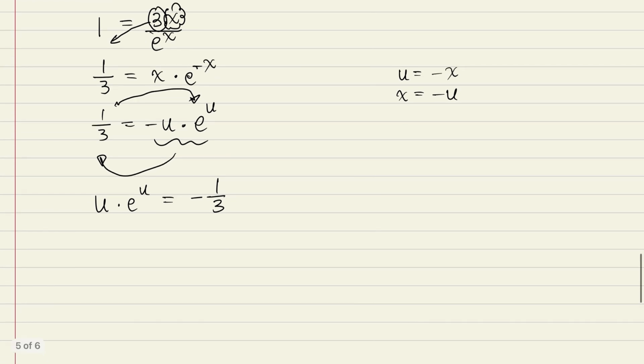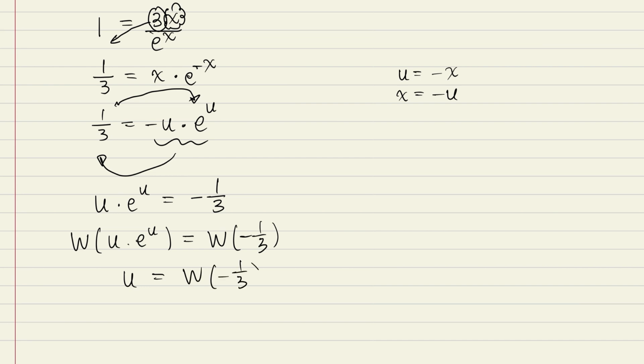Now I'm going to take the W of both sides. So W of u multiplied by e to the u is going to equal W of minus 1 over 3. So this is going to split out: u is going to equal W of minus 1 over 3. Now remember that we had u is minus x. So minus x is equal to W of minus 1 over 3.